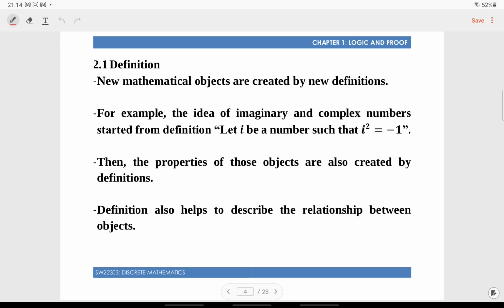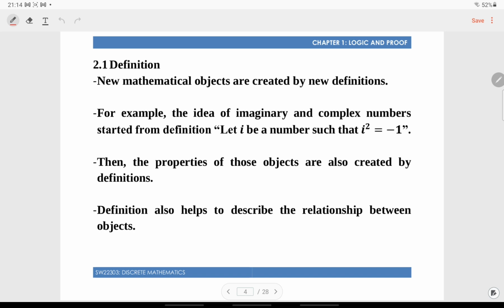So the idea started from the definition of i, where i is defined as a number such that i squared equals -1. Start from this simple definition. So mathematicians come up with various ideas about imaginary and complex numbers. It results in a very important topic about complex numbers.